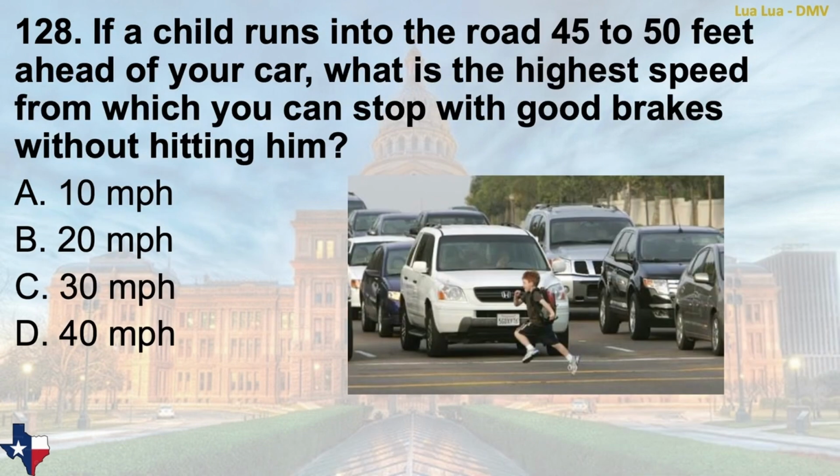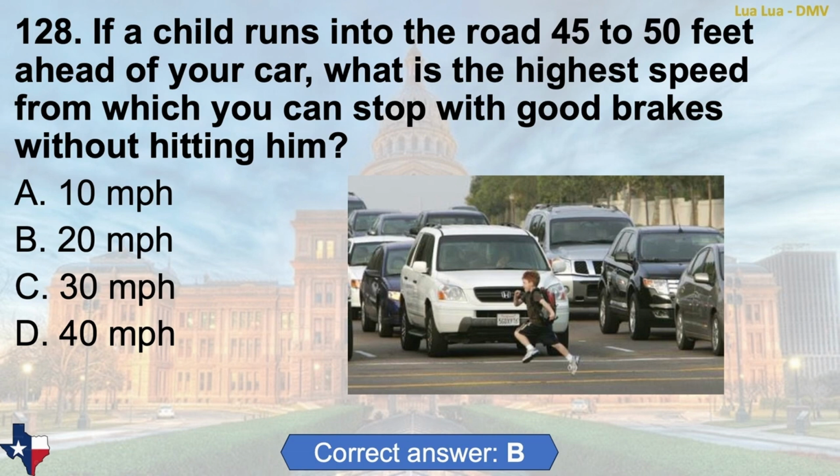Question 128. If a child runs into the road 45 to 50 feet ahead of your car, what is the highest speed from which you can stop with good brakes without hitting him? A. 10 miles per hour. B. 20 miles per hour. C. 30 miles per hour. D. 40 miles per hour. The correct answer is B. 20 miles per hour.